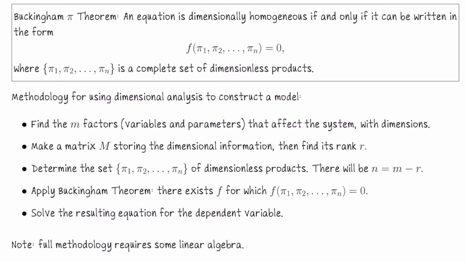Okay, so there's a lot of words on this slide. We have a theorem and then a procedure. So what we will do is look at the big picture here, but then as I work through a couple examples, I hope you'll see how to do it in practice. Our methodology comes from the Buckingham Pi Theorem, which says that an equation, like E equals mc squared, is dimensionally homogeneous if and only if it can be written in the form f of pi 1, pi 2 through pi n equals 0, where pi 1, pi 2 through pi n is a complete set of dimensionless products.